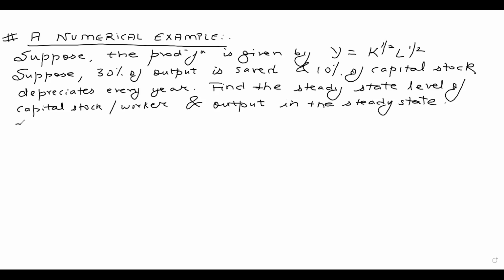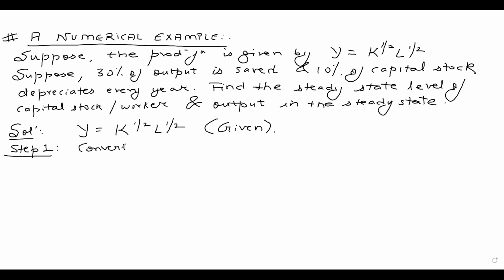So guys, let's solve this question. Step 1, we are given the production function k to the power half L to the power half. Step 1, we convert this into per worker terms. Now guys, if it was already given to you in per worker terms, then step 1 was not required. But in this question, it's not given to you in per worker terms, so you will convert it into per worker terms.